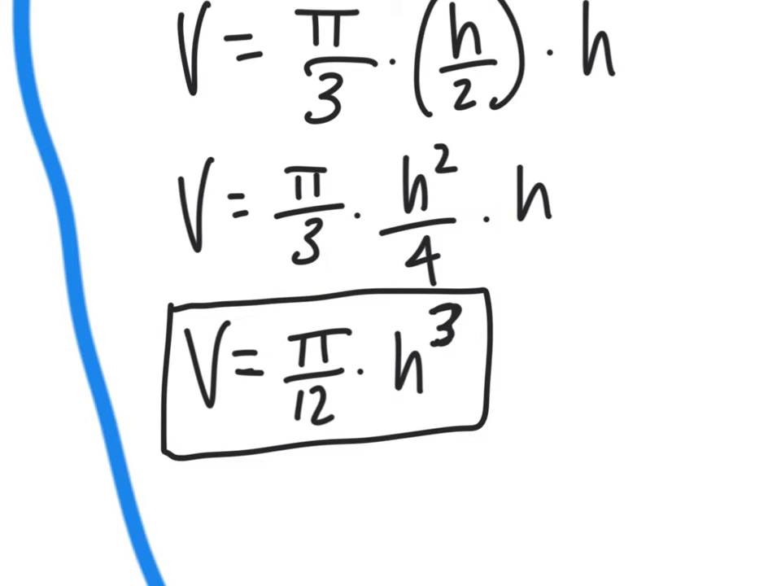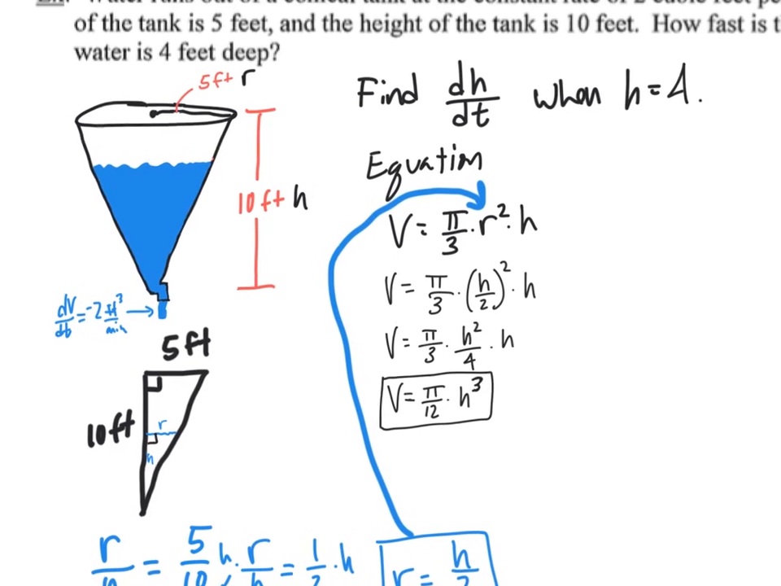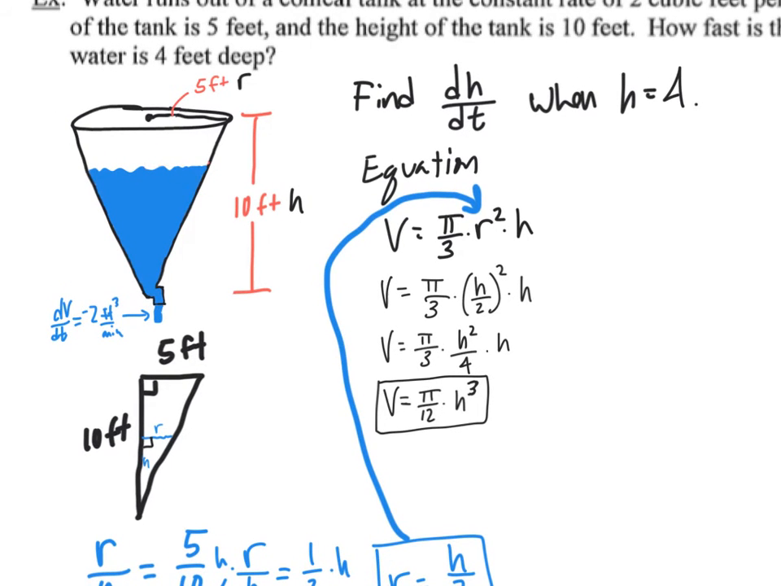What I've done is I've gotten rid of the r. The reason is that if I took the derivative of this function, not only would I have to do the product rule, but I would get a dr dt when I took the derivative of r with respect to time. But the thing of it is, guys, we're not given that information. We're only given what dV/dt is, and we're trying to find dh/dt when h is 4. So I had to get this volume equation strictly in terms of h.